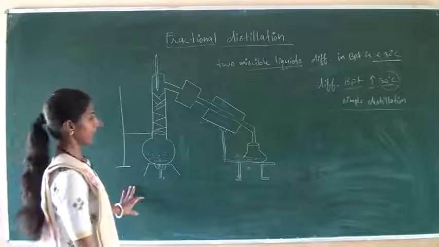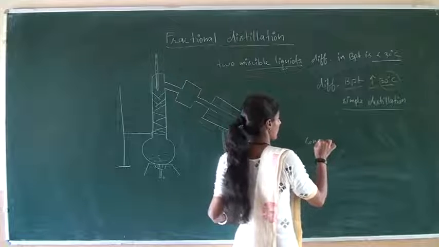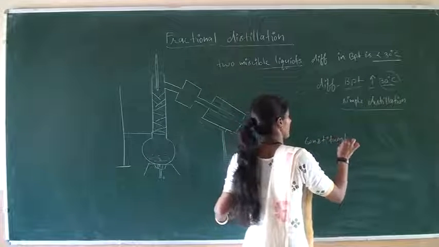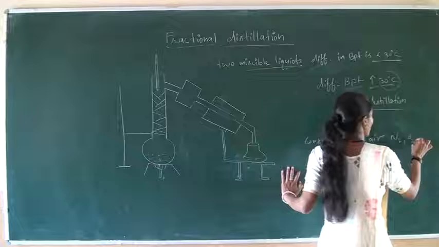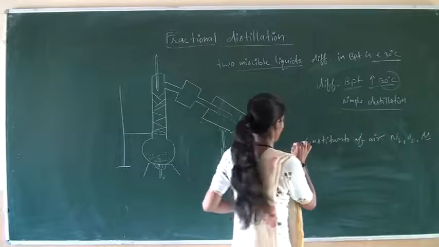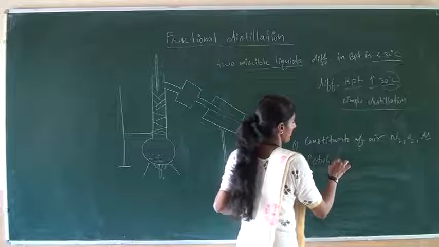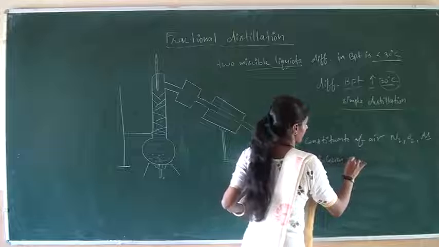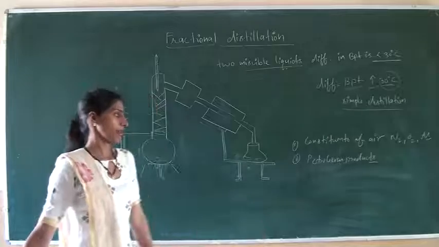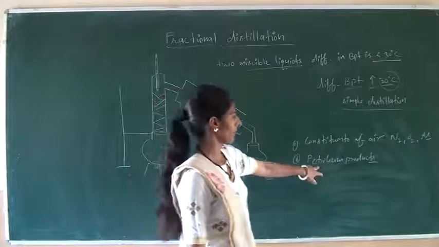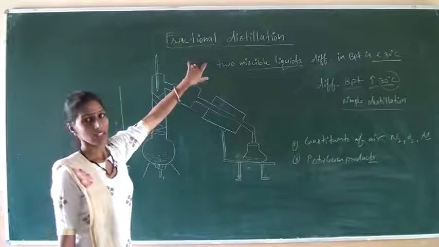In this method, we can easily separate many constituents of air such as nitrogen, oxygen, argon, and also we can separate petroleum products such as petrol, kerosene, diesel oil, lubricating oil, etc. because their boiling point difference is less than 30 degrees, and we can easily separate these by using fractional distillation method.